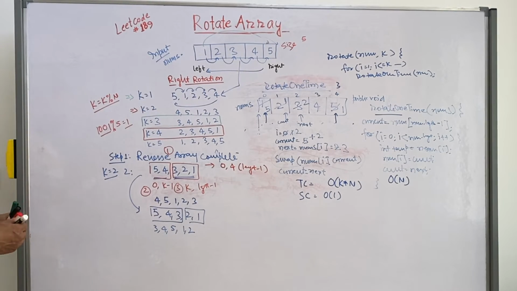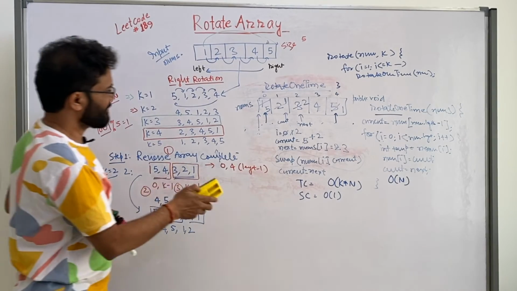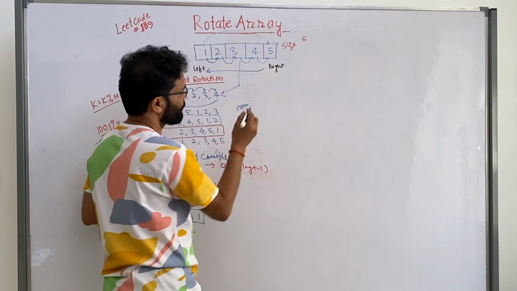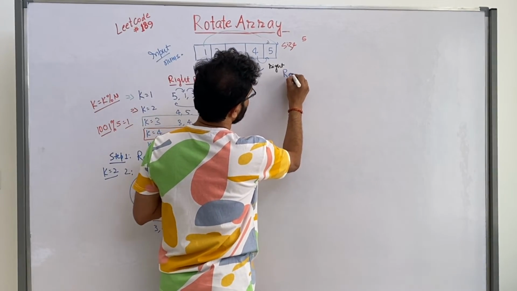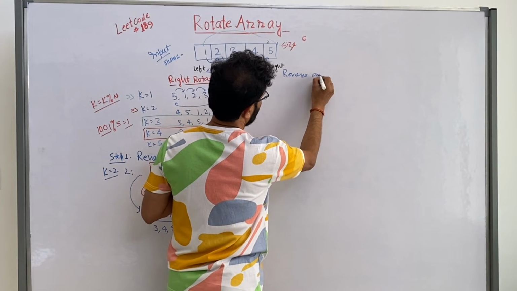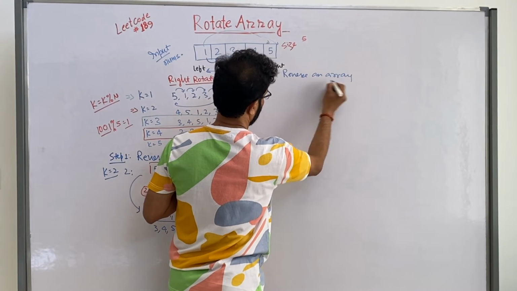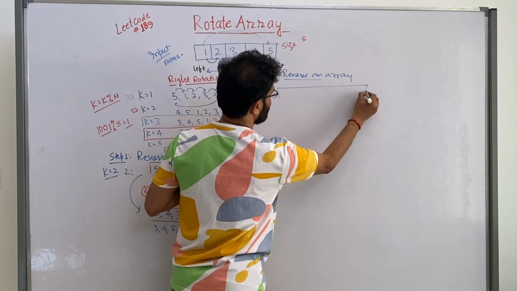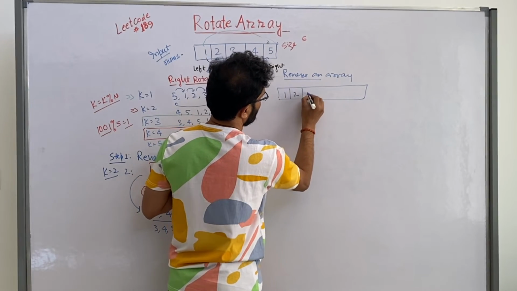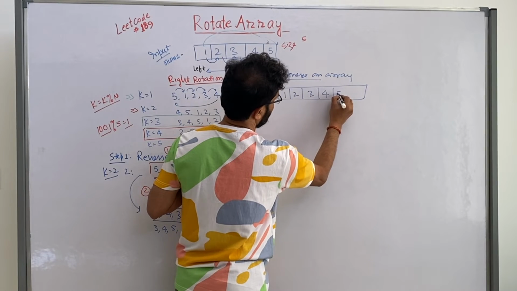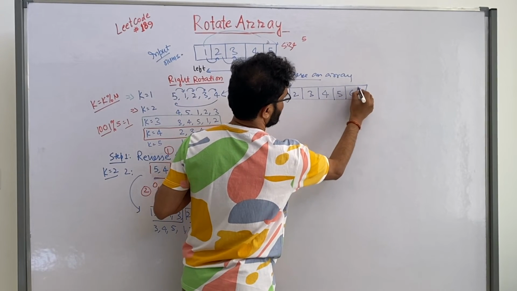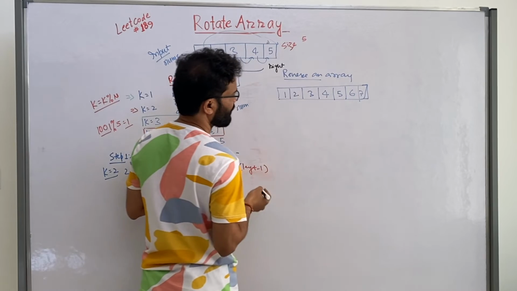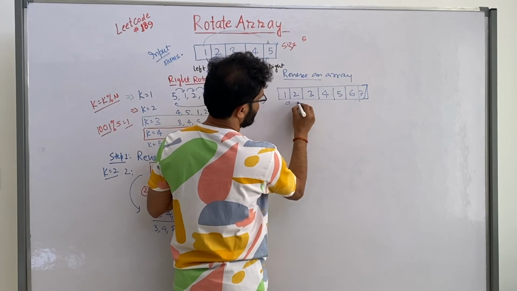Right. So let me write the code for how it works. It's super duper easy. So how to reverse an array? Take this example. If you have 1, 2, 3, 4, 5, 6, 7 suppose, and these are your indexes.